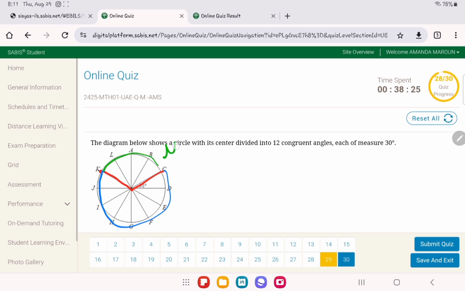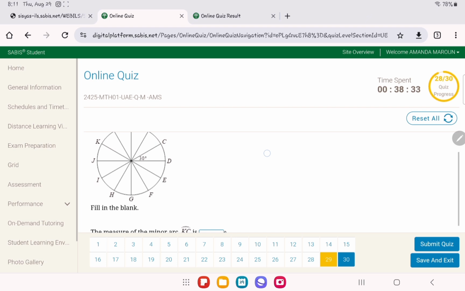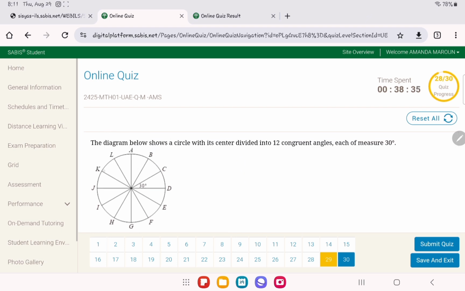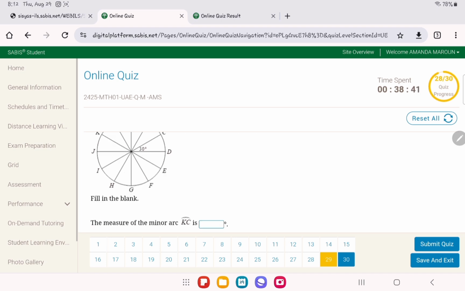It is the minor. Now they're asking for the measurement. So what do we have to do? We just count how many there are. We have 1, 2, 3, 4. So 4 times 30 is 120 degrees. So our answer is 120 degrees.